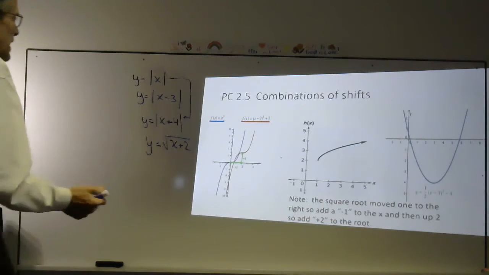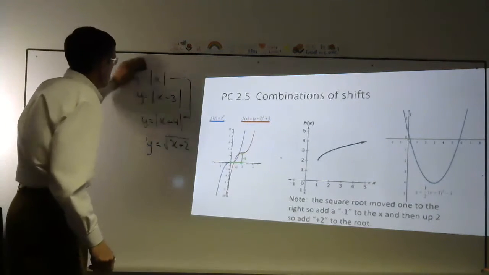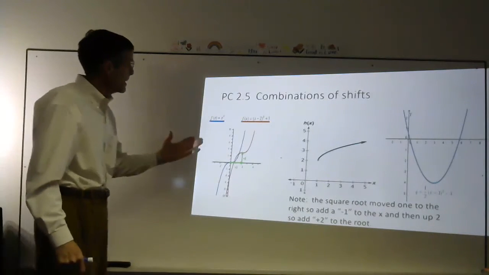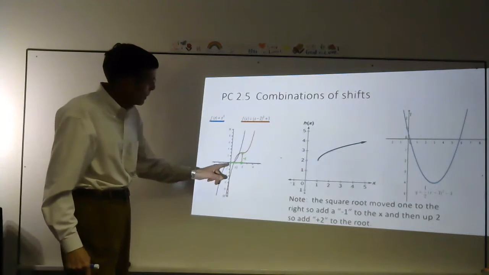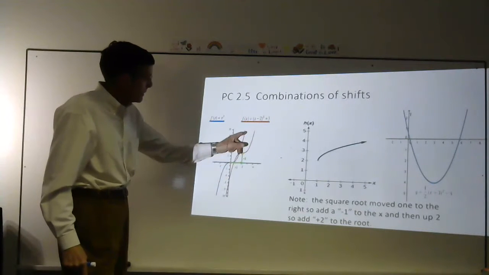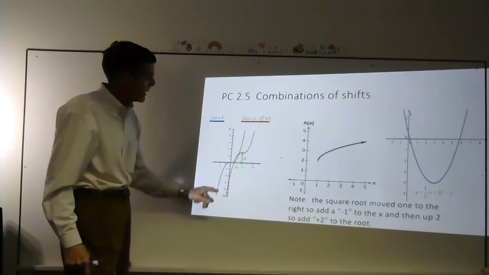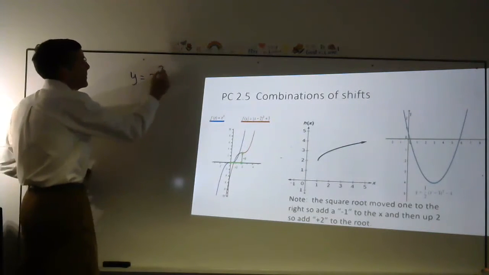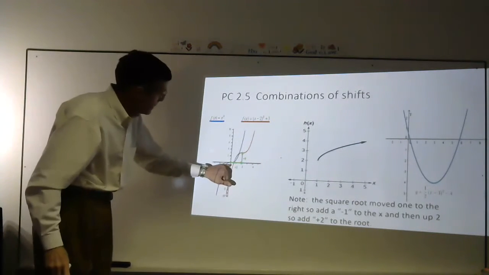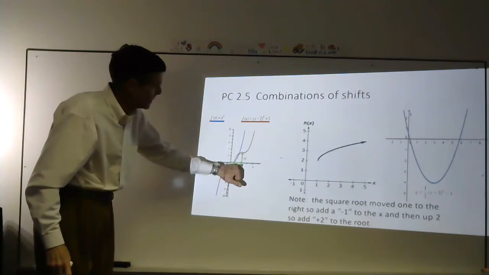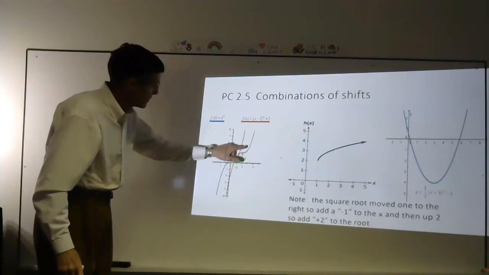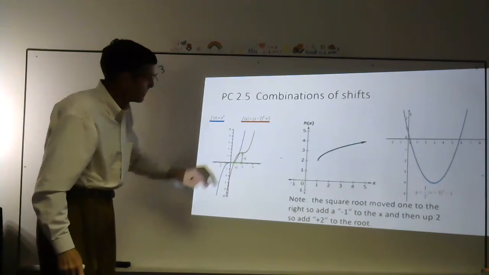Now, what about a combination of the two? Vertical shifts and horizontal shifts. Combination of the two. The blue one is your cubic, y equals x cubed. Let's talk about it. Look what we've done. We've gone over 2 and up 3 to the red one. See it? Over 2 and up 3.